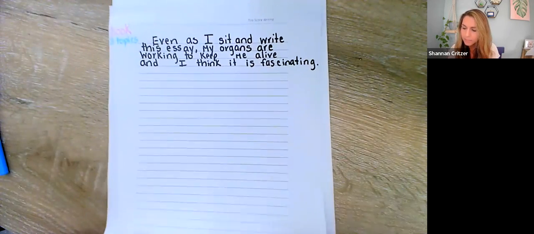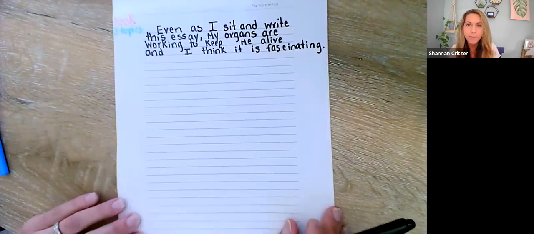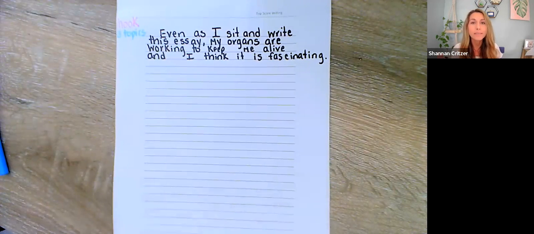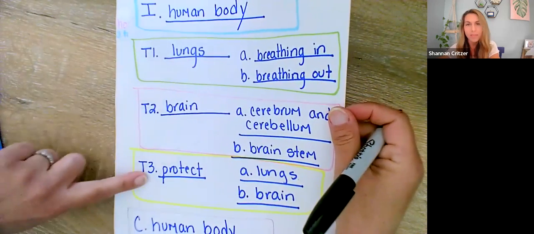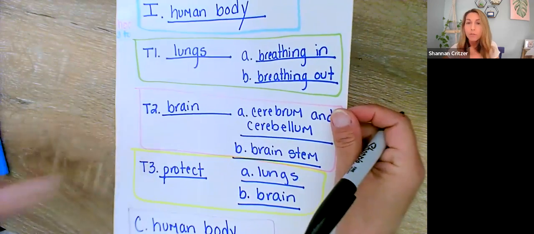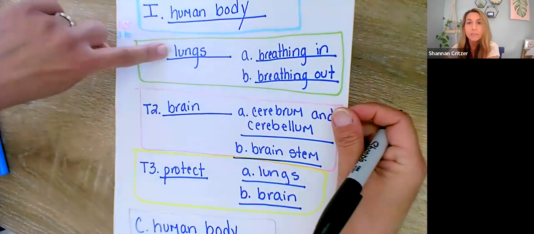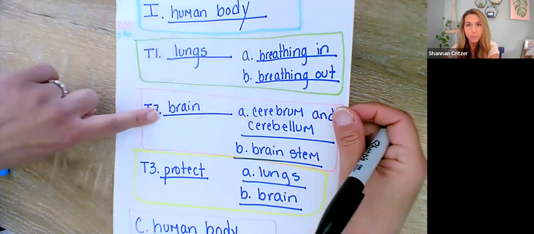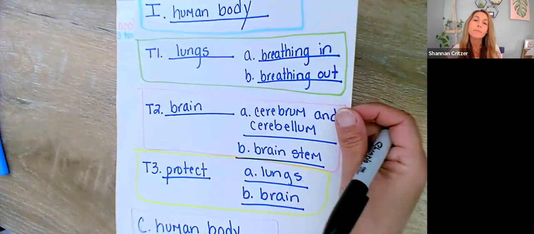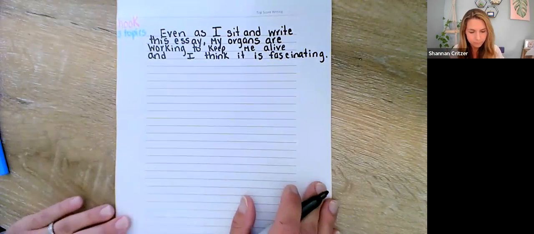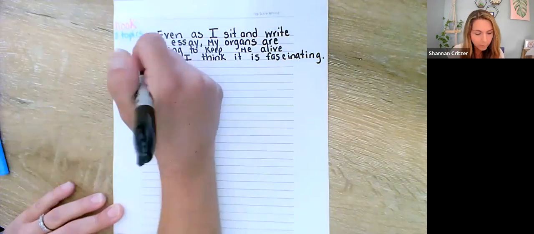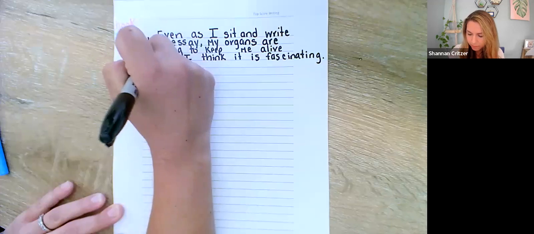So I'm going to mention my T1, T2, and T3 topics in the same order that they will be discussed in my essay. Meaning, in my essay, I'm going to first write about my lungs, then the brain, then how important it is to protect them. So in my introduction, I will first list lungs, then brain, then protect, so that I am listing my topics in my introduction in the same order I will write about them in my essay. So I'm going to say, learning about the brain and lungs.